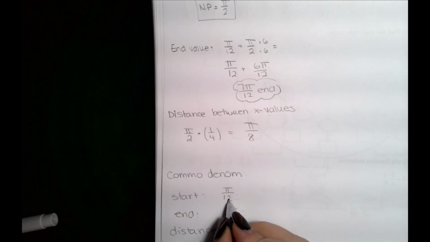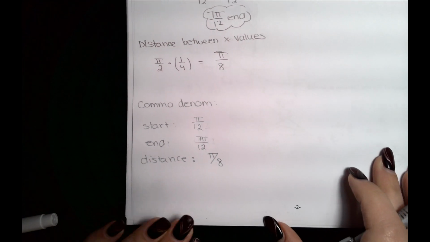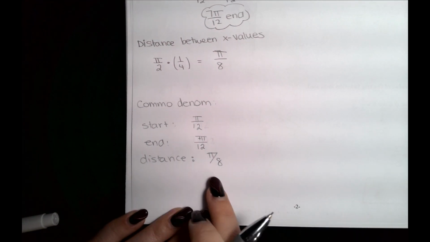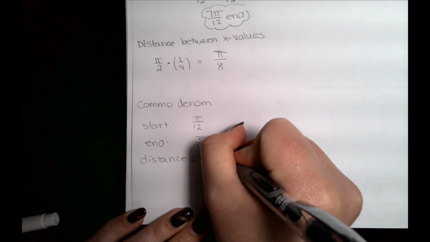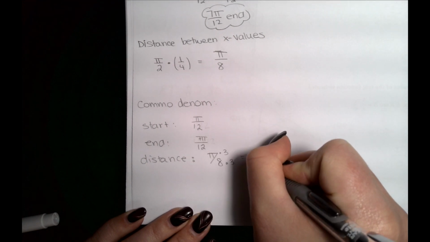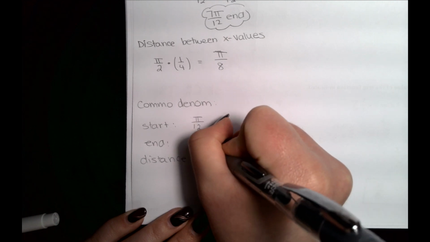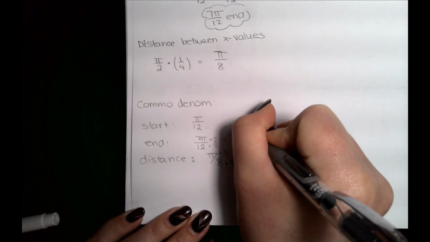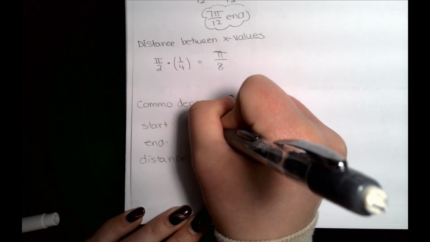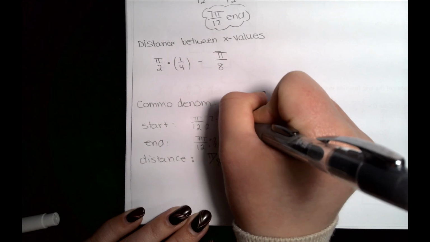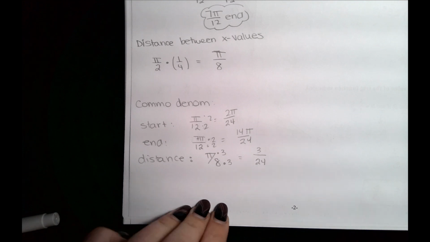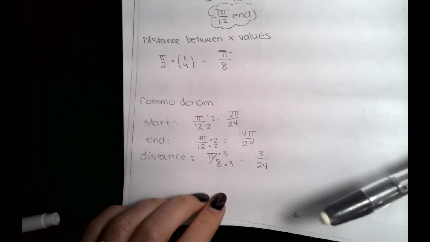So notice that we have a 12 and an 8. Not the same denominators, so we need to do common denominators. What is common between 12 and 8? 24. So I'm going to multiply top and bottom by 3 for my distance. I get 3 over 8 times 3 is 24. Here I'm going to multiply top and bottom by 2, so my end value is now 14 pi 24ths, and my start value is now 2 pi 24ths. We can always go back and simplify our fractions in our graphing, which we will have to do. But let's go ahead and graph this. I'm going to create an x and a y axis here.